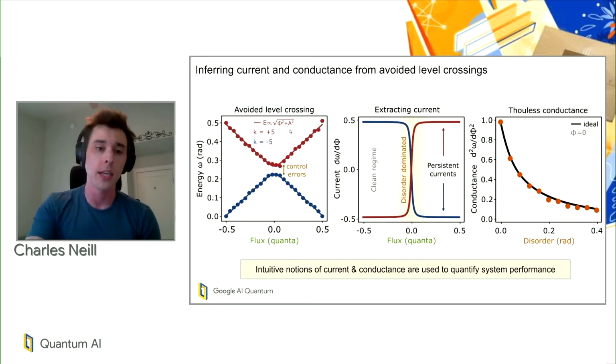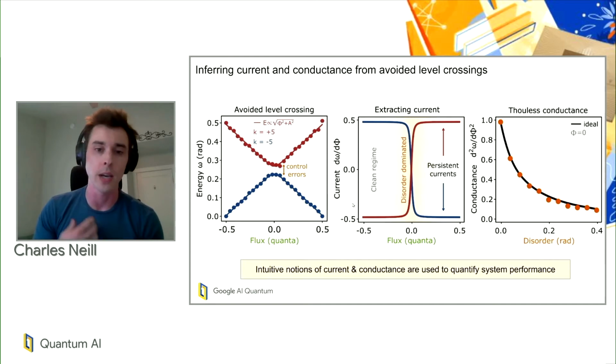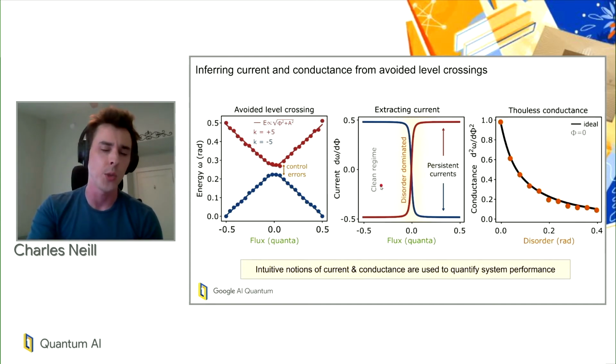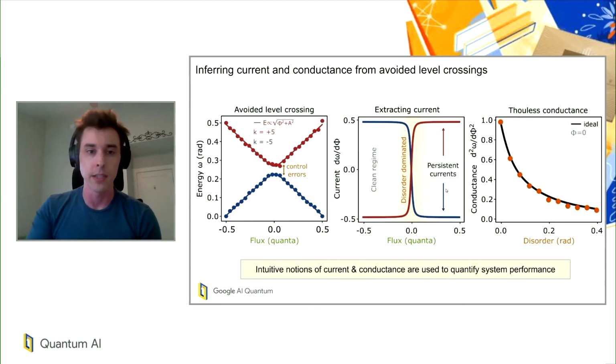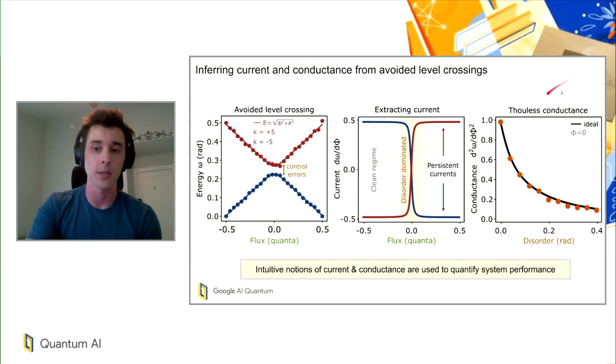Then you can take the derivative of that with respect to flux, and one can show this is equivalent to current. Again, you can look at current as a function of flux, and you can see very intuitive features. You have regimes that are dominated by disorder, you have clean regimes, you have intuitive physical notions like persistent current. Then you can take another derivative, the second derivative of energy with respect to flux, and this gives you a well-defined notion of conductance. This is known as Thouless conductance.